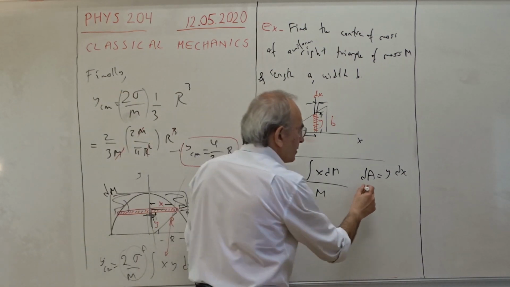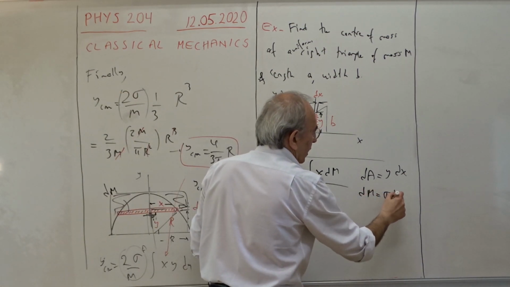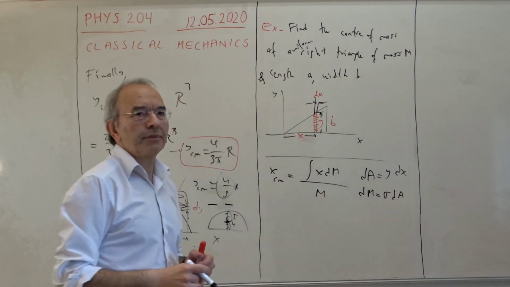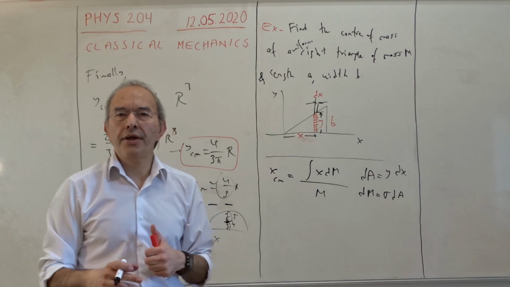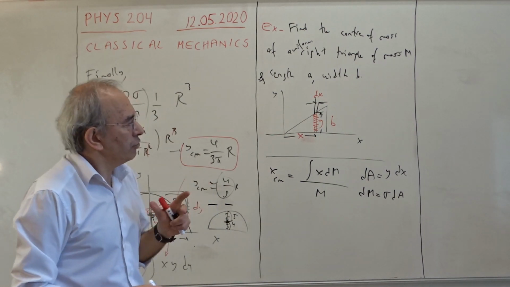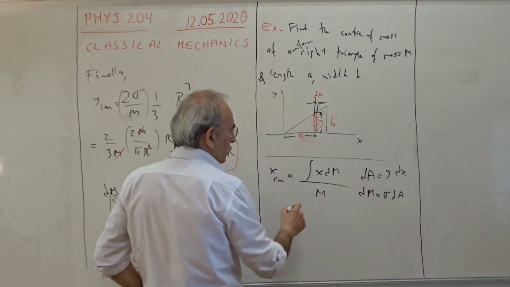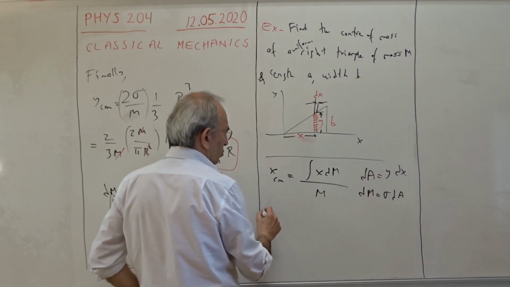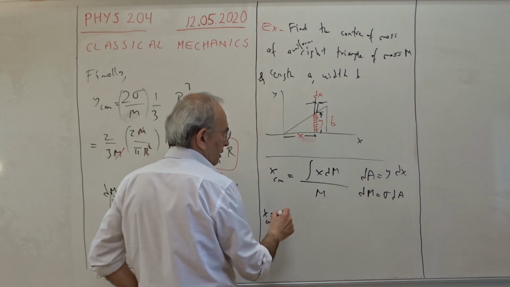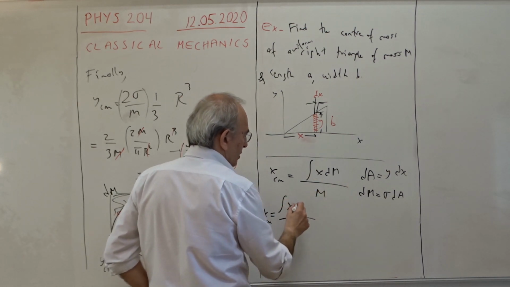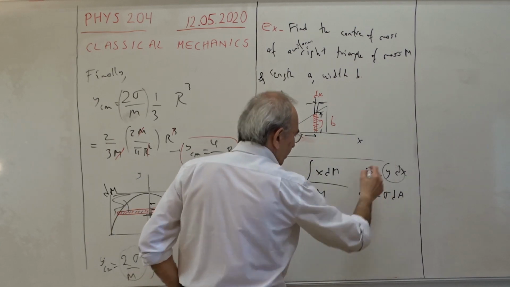And dm, mass dm, is sigma times dA. What is sigma? Sigma is, at the end we can substitute mass over total area. Let's now use sigma until the end. Alright? And we just substitute this into x center of mass. In the integral we have an x. For dm we have sigma dA. What is dA? y dx.